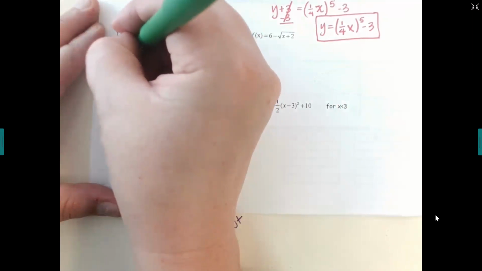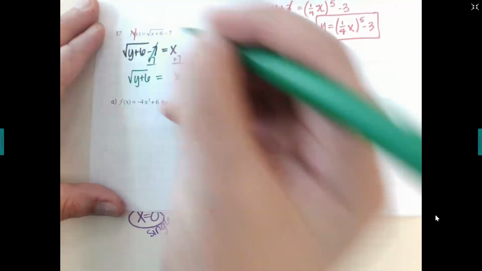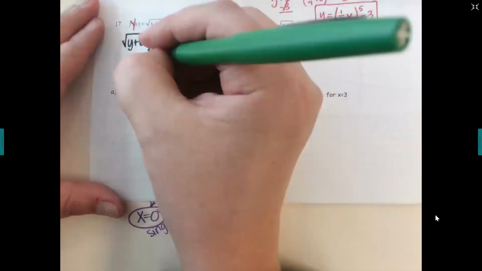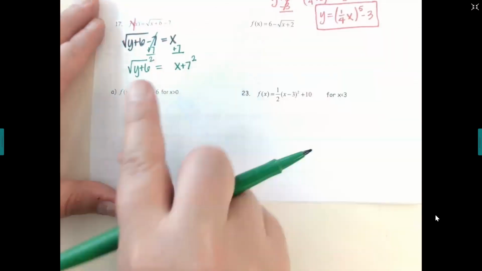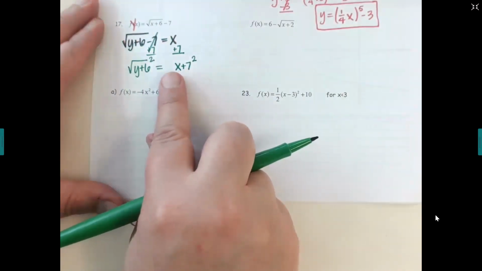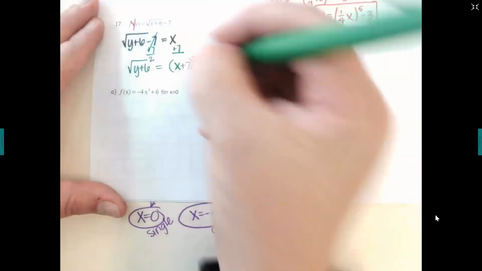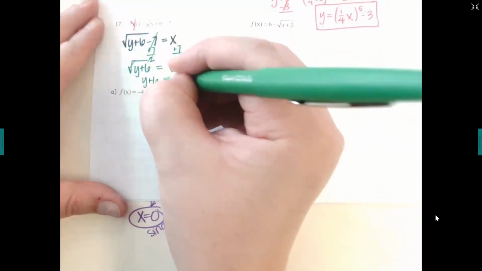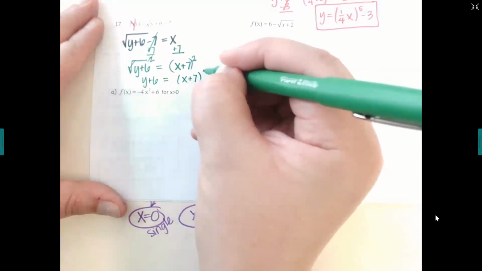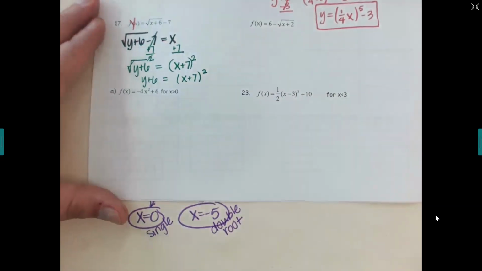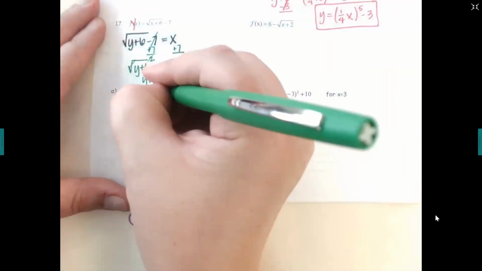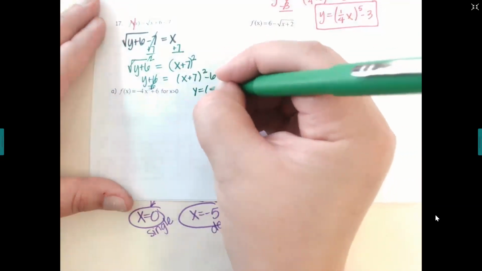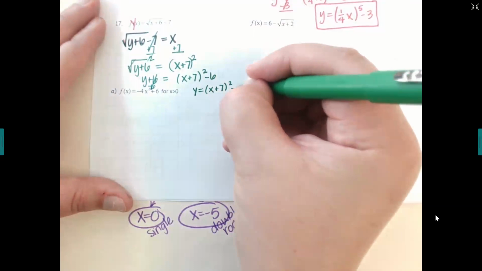Okay, from here, how do I get rid of the y plus 6 under the square root? What do we do? Square. Okay, so square and square. What do I need to make sure I use on this side? Okay, parentheses. So now I have y plus 6 equals (x plus 7) squared. And then what's my last step? The plus 6 is going to end up being a minus 6 to the back. So I have y equals (x plus 7) squared minus 6.